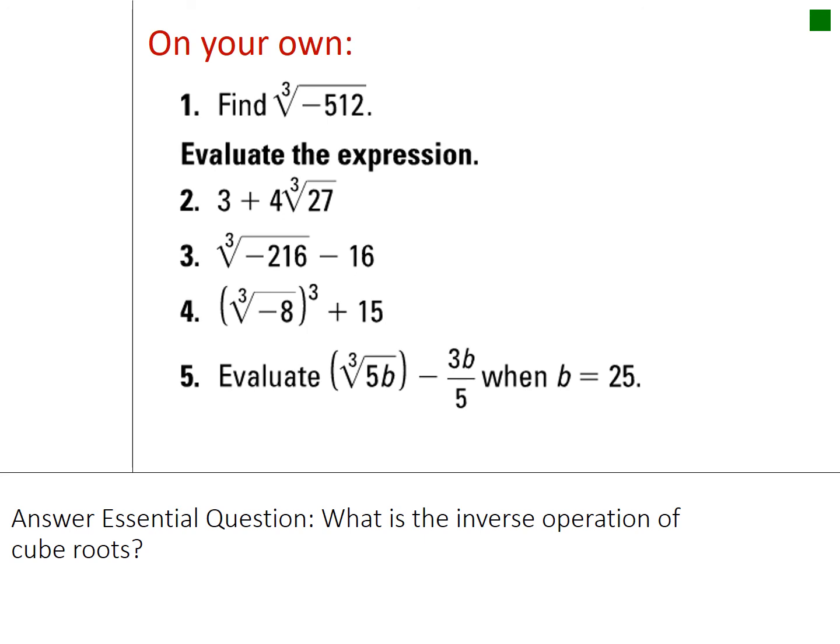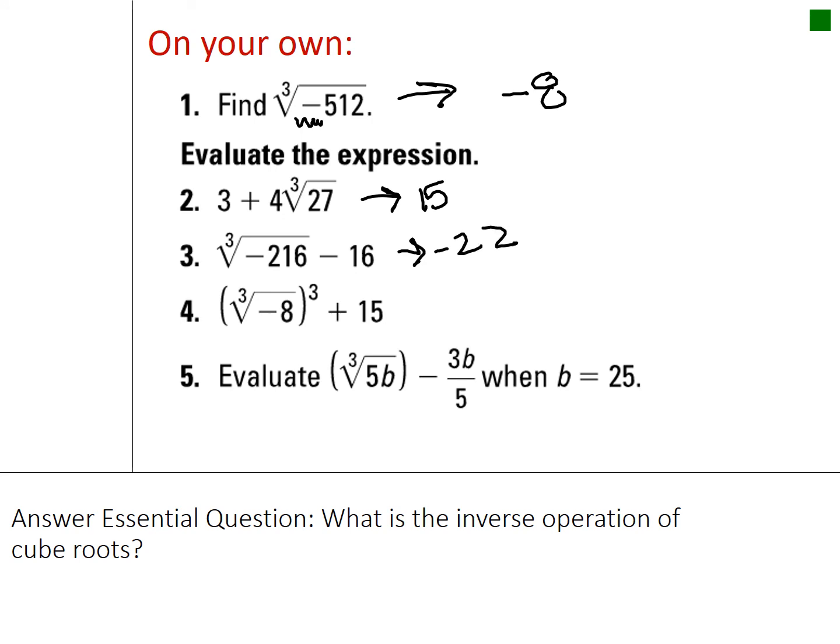Thanks for taking your time on this. You should have gotten negative 8. Make sure you keep that negative sign with it. Then you should have gone through the cube root of 27 multiplied by 4, and then added 3 to that, and you should have gotten 15. For 3, you should have taken the cube root of negative 216, kept it negative, and then taken away 16 from it, and you would have gotten negative 22.